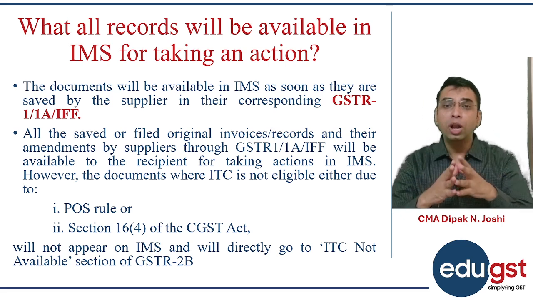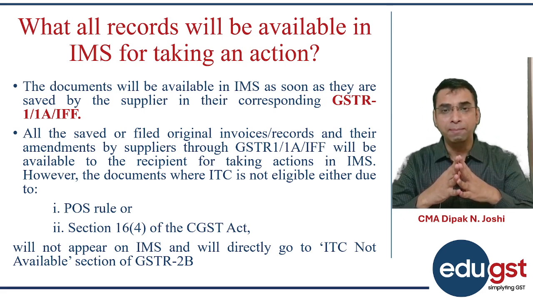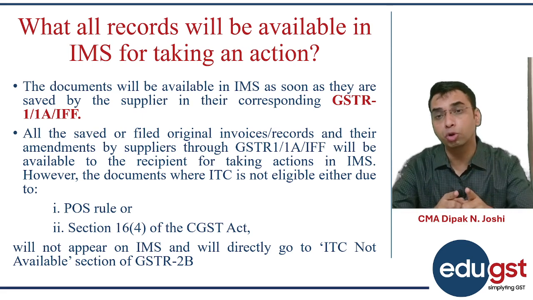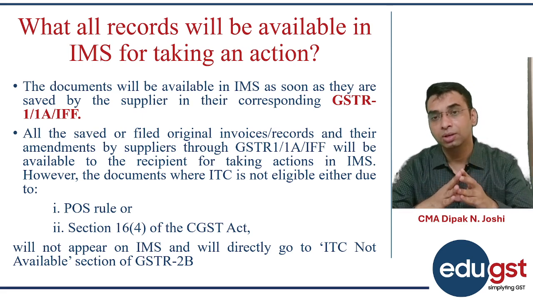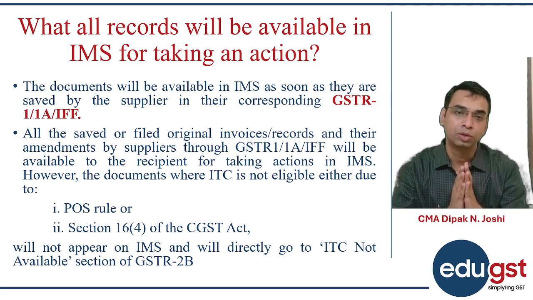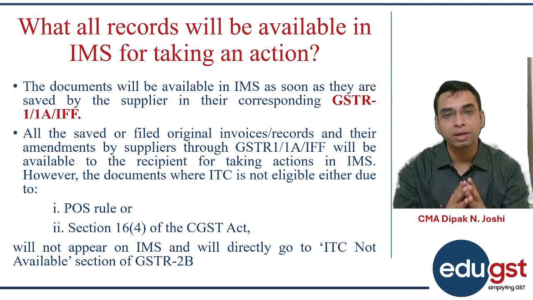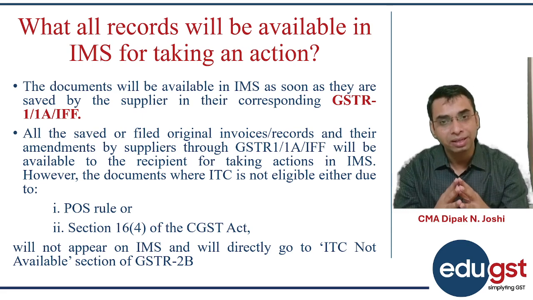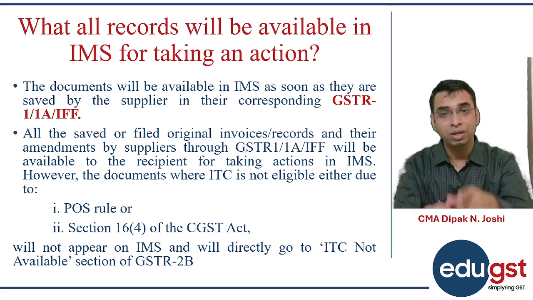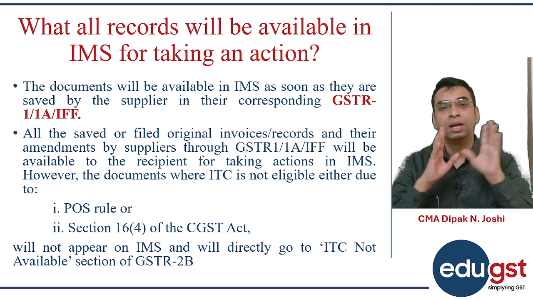Now, what all records will be available in IMS for taking an action? As I mentioned, what is the source document for the IMS? For the IMS, the source document is GSTR1. So whatever document the supplier is uploading in his GSTR1 against your GSTIN will be auto-populated in the IMS portal.